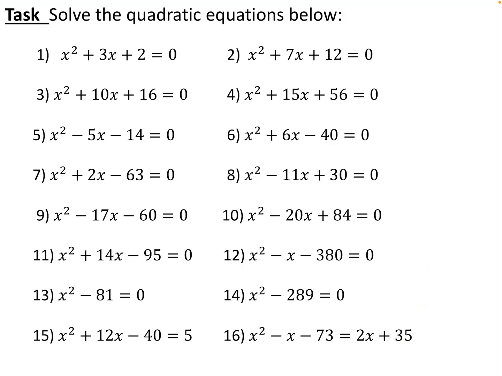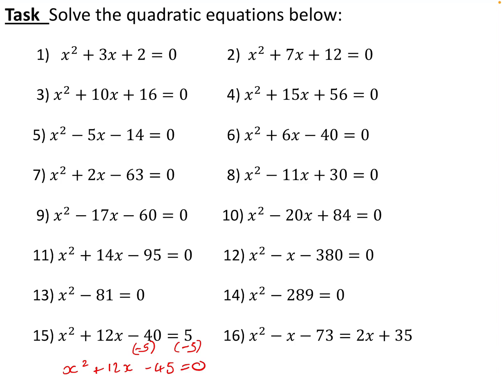Okay, for those of you who have finished, or you may have got to question 15 and 16 and got a little bit confused. Remember, right at the beginning of this lesson, I told you that your quadratic equation must equal 0. Therefore, you need to rearrange both of these to get this part here equal to 0. To do that here, I need to subtract 5 from both sides, which will recreate a new equation of x squared plus 12x minus 45 equals 0. Now you can just follow the same method that we had. So if at this point you had got stuck, I'd like you to have another go at that one.